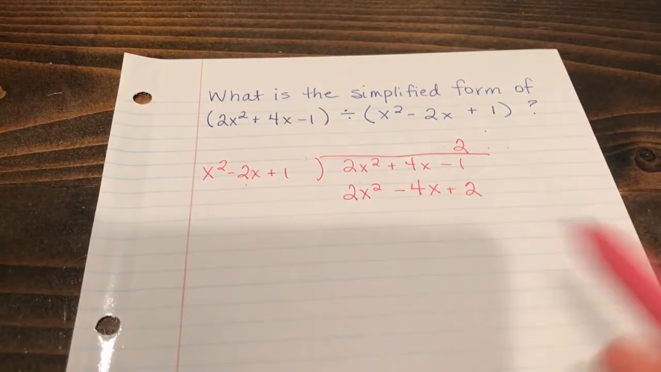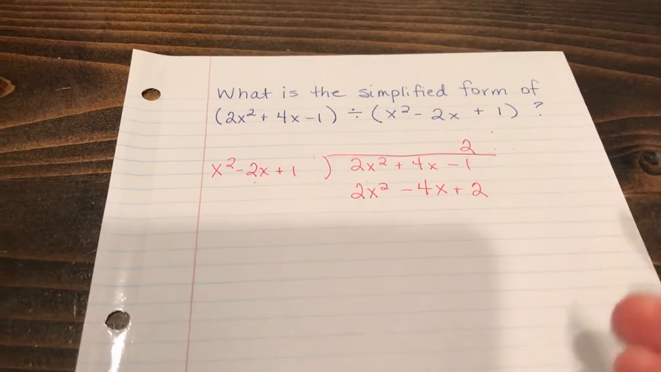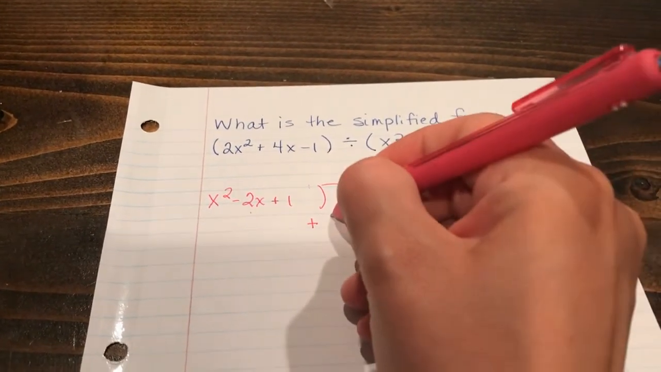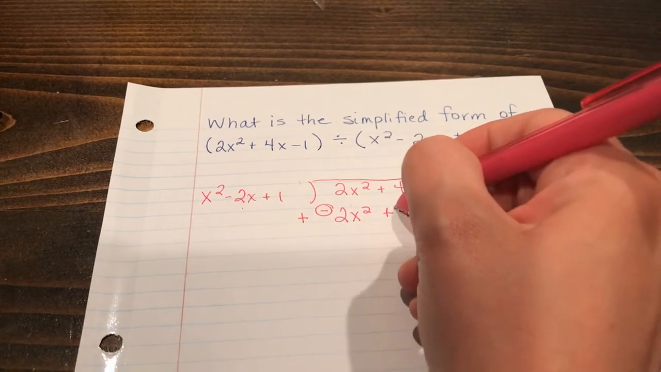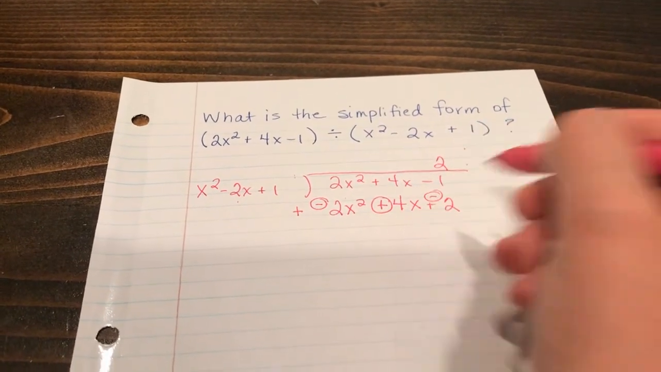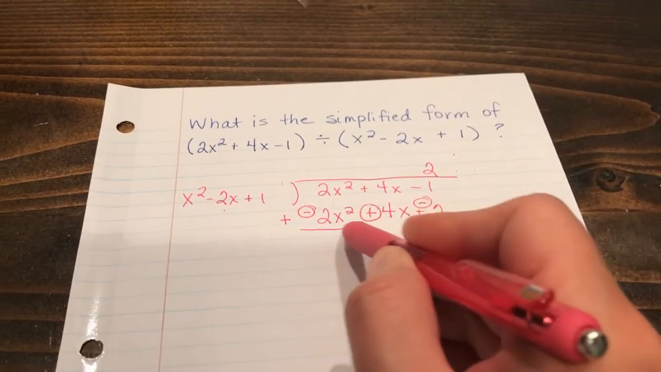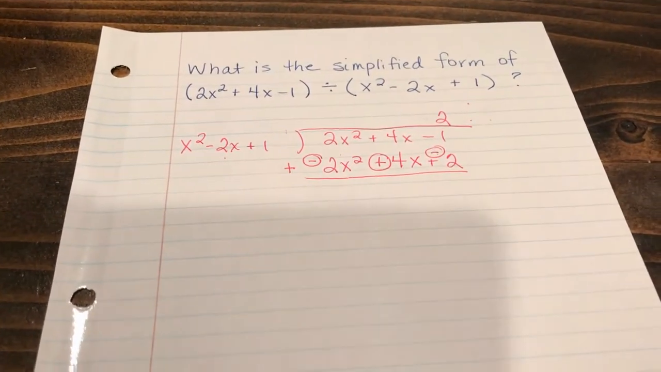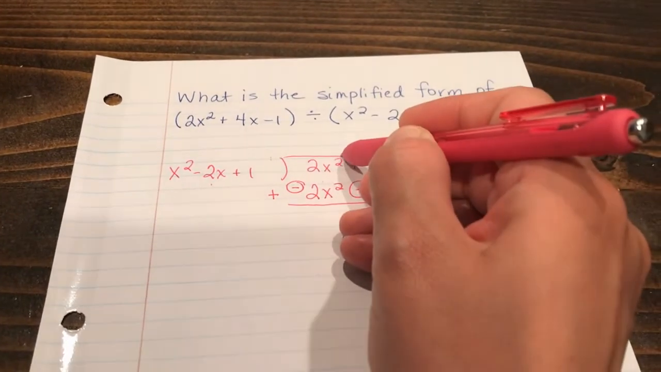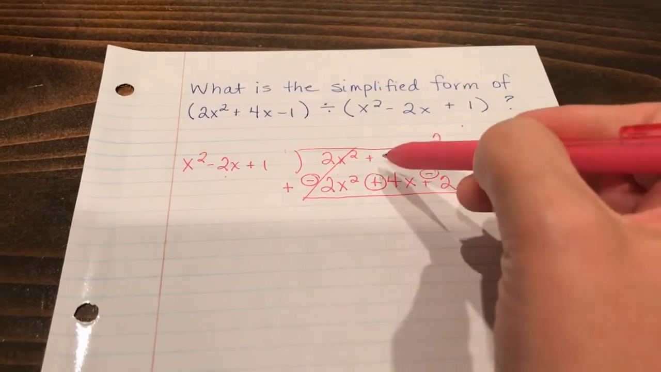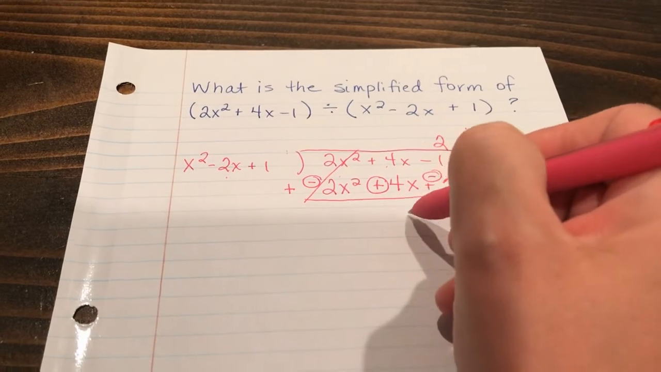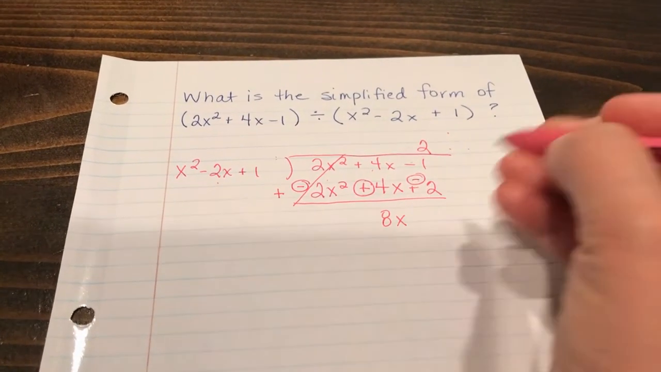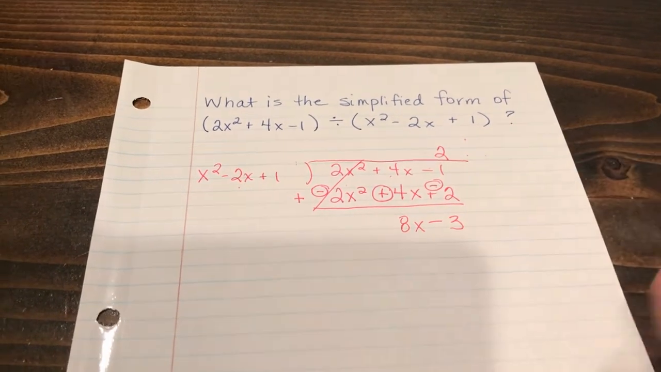Now you'll remember with division, we usually subtract. However, in algebra, it's easier to add and change the signs of all the terms afterwards. So I like to circle those little changes to the signs just so I remember that I did it. So notice here that the 2x squareds are going to cancel with each other. Now 4x plus 4x will give me 8x. And minus 1 plus negative 2 will give me minus 3.